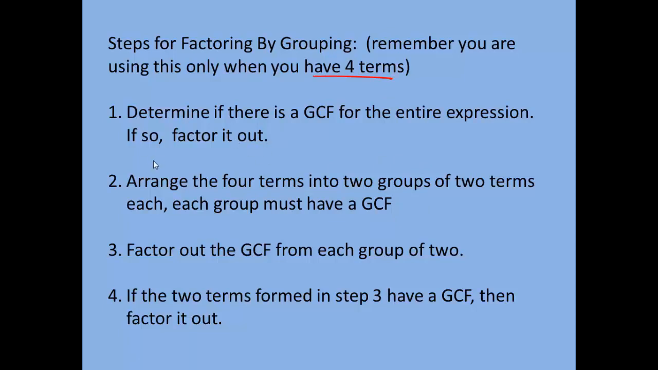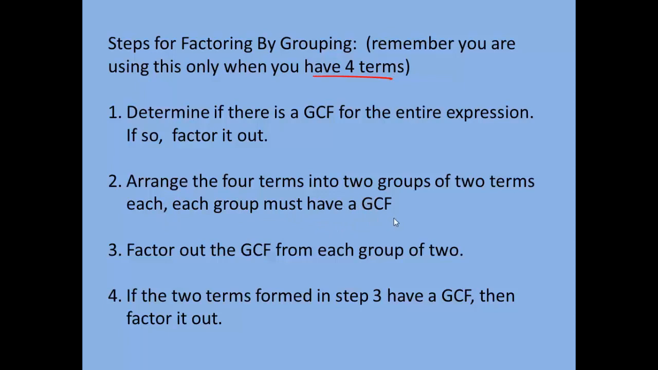Alright, so our first step says, determine if there's a GCF for the entire expression. If so, factor it out. In the last one there wasn't, but if there's a GCF common to all 4 terms, you want to factor that out to the front first, and then follow the rest of the steps for the remaining part of the factoring. Step 2, arrange the 4 terms into 2 groups of 2 terms each.